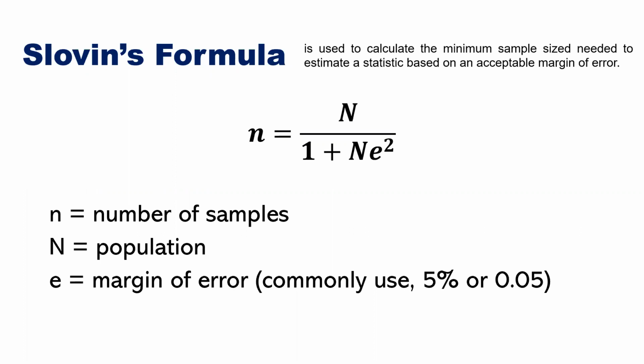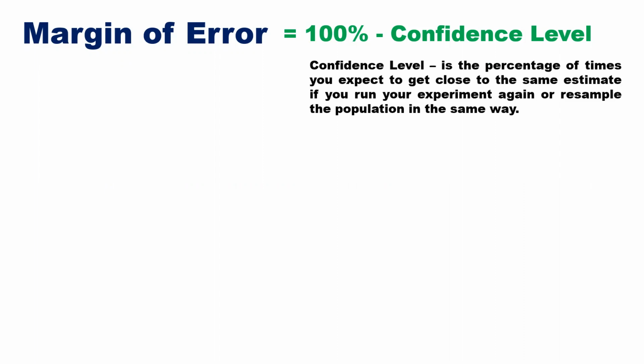So now let's discuss first the margin of error. Margin of error has a formula. It is equal to 100% minus the confidence level. So what is the confidence level? In Tagalog, ito yung tsansa mo na walang mali yung research mo. But in statistics, it is the percentage of times you expect to get close to the same estimate if you run your experiment again or sample the population in the same way.